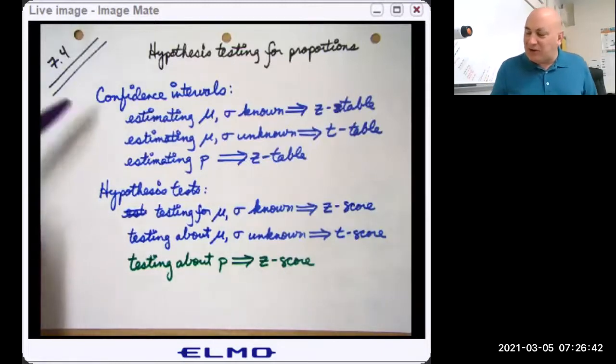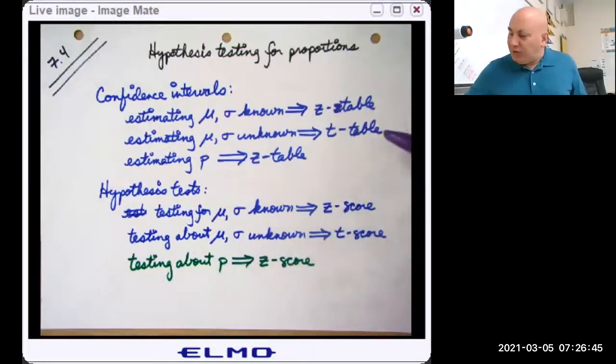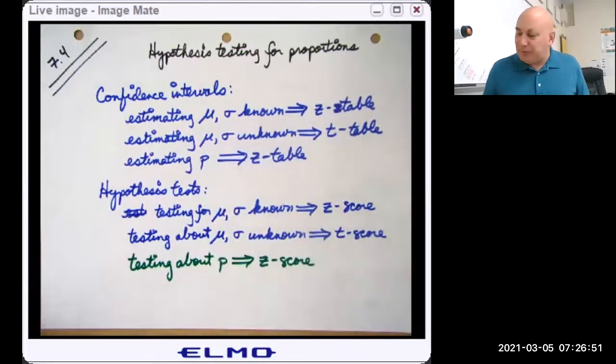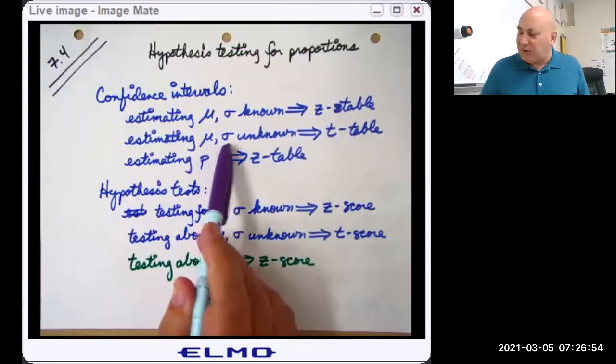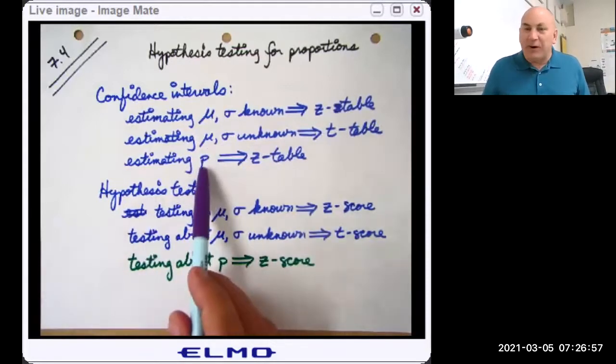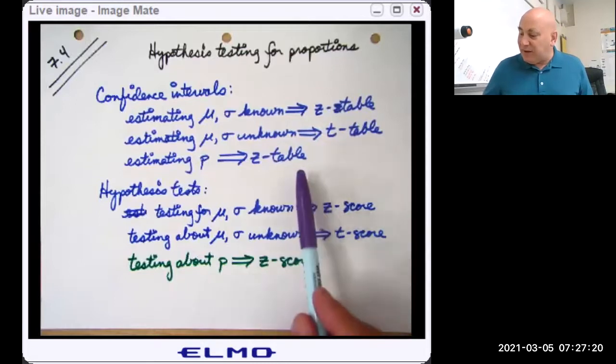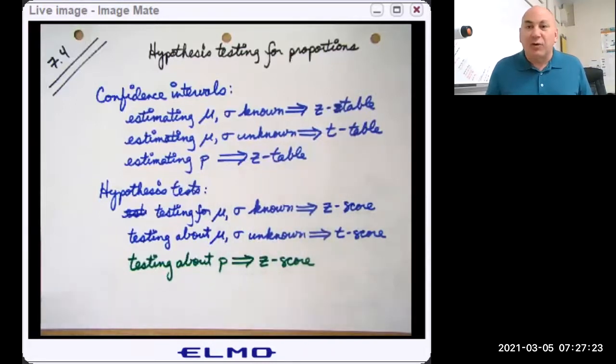In our last chapter, when we did confidence intervals, here was the order we went in. If we were estimating mu and knew sigma, we used a z-table. If we were estimating mu and didn't know sigma, we used the t-table. And if we were estimating a population proportion, we went back to the z-table. Now in hypothesis tests, if we're doing a hypothesis test for mu and we knew sigma, we're going to use a z-score. If we don't know sigma, we're going to use a t-score. And just as we did above, when we're dealing with proportions, we're back to z.